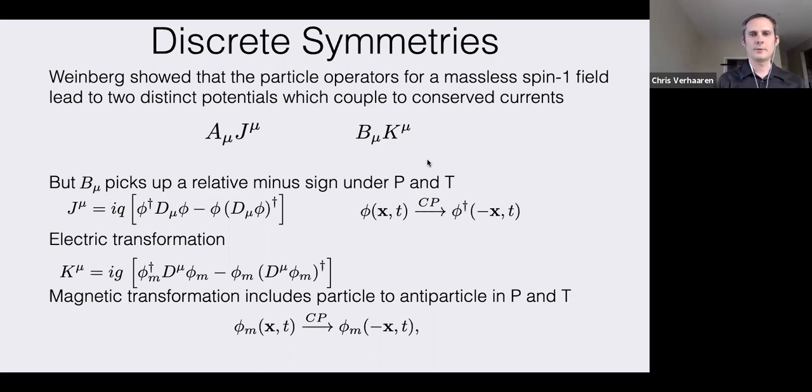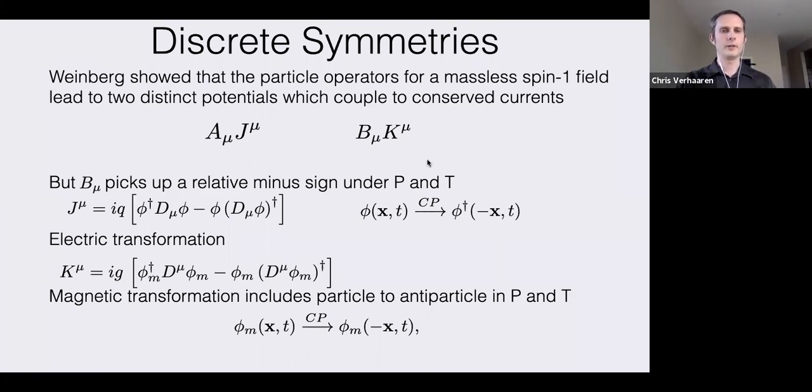But he also showed that this B mu transforms differently under discrete symmetries. Specifically under parity and time reversal, it has a relative minus sign compared to the A mu. And this then tells us something about the behavior of magnetic particles under these discrete symmetries as well.